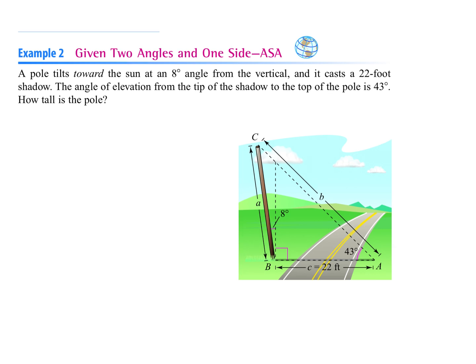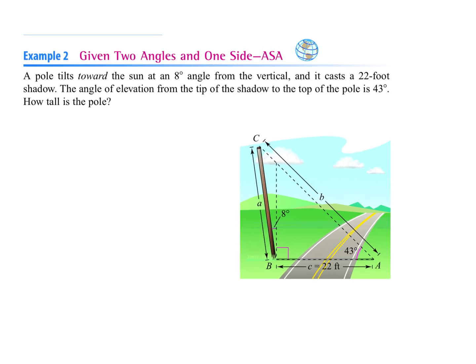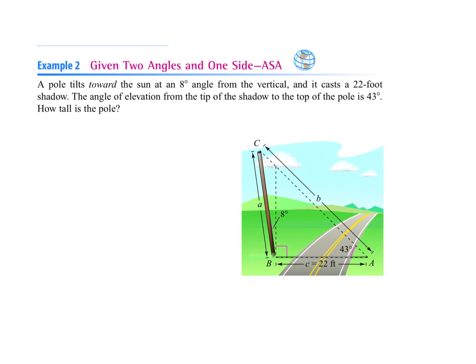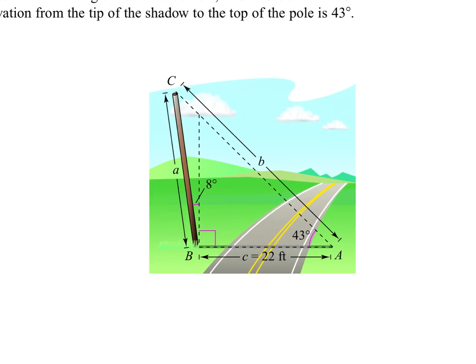But here's the word problem, all right? A pole is tilted towards the sun at an 8-degree angle from vertical. It casts a 22-foot shadow, the angle of elevation, and so on. They have everything written in here for you, so you guys don't even have to draw the triangle. So let's talk about what we have here. All right, I know that side length C is 22, right? Agreed? All right, what is angle B? What is this angle right here? This whole angle B is what?